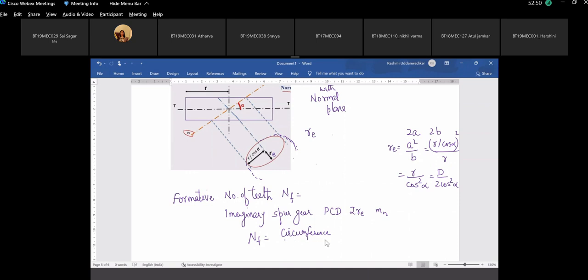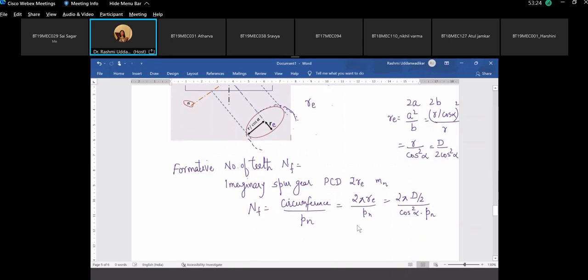Pitch is the distance between any two adjacent teeth in the normal plane. The circumference of this circle is 2 pi Re upon its normal pitch Pn. So Re I am writing as 2 pi d by 2 upon cos square alpha into Pn, and Pn is in terms of Pt.